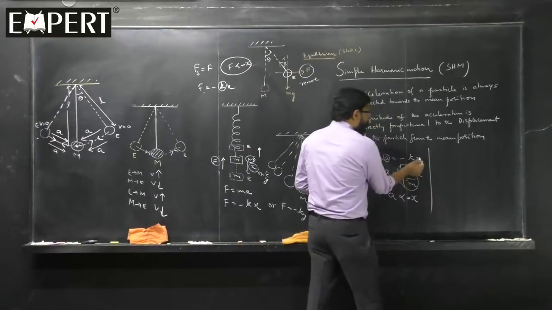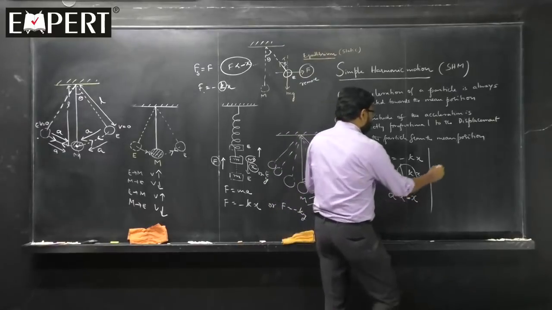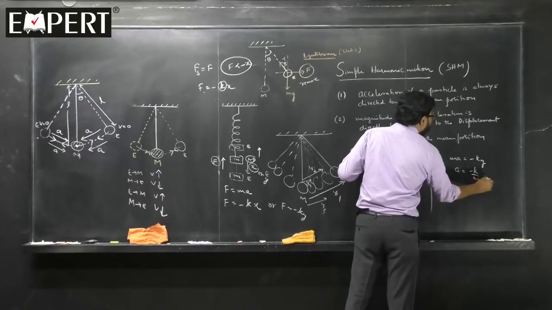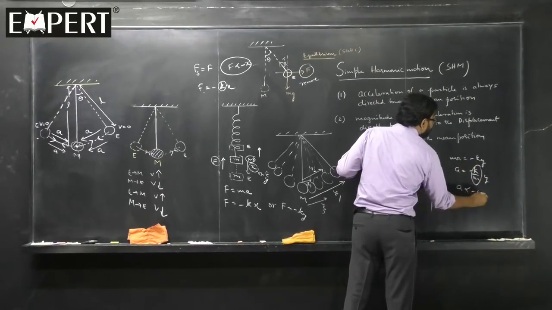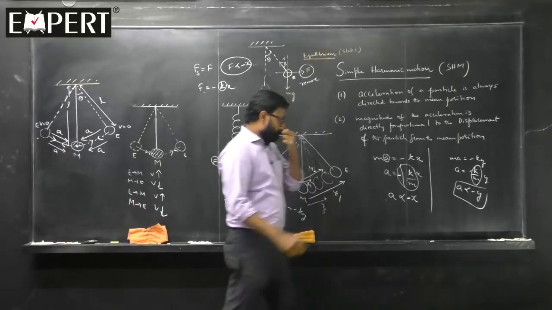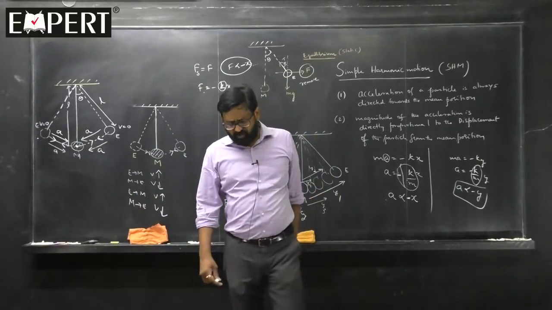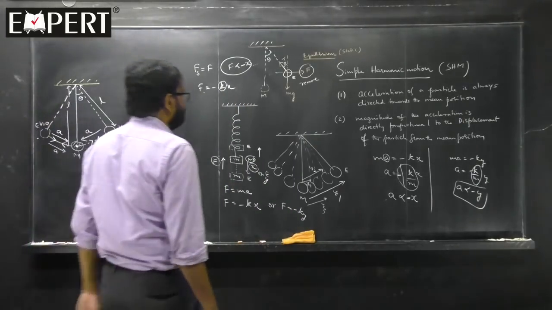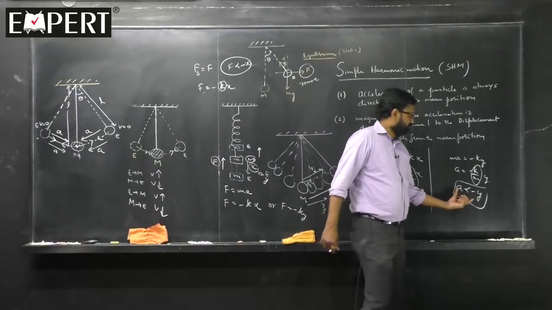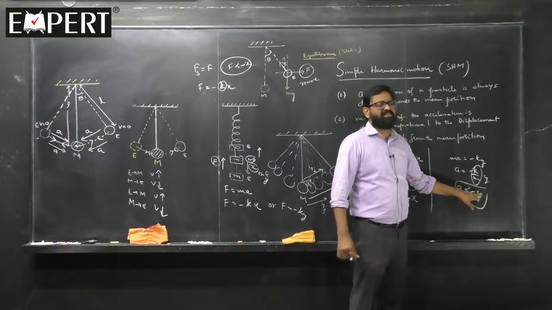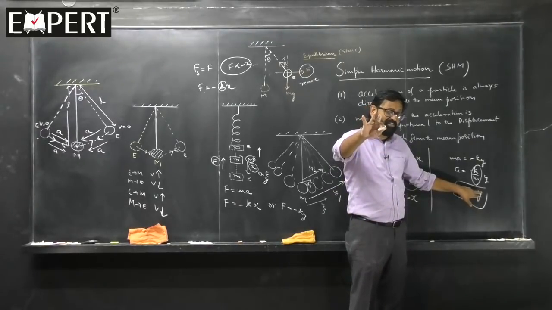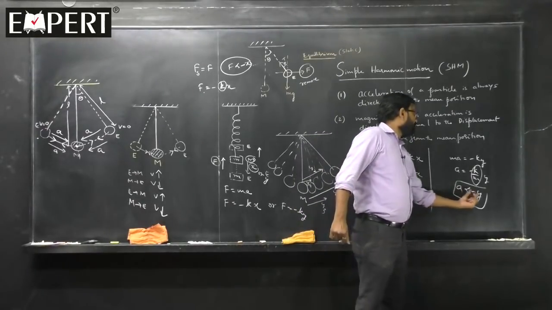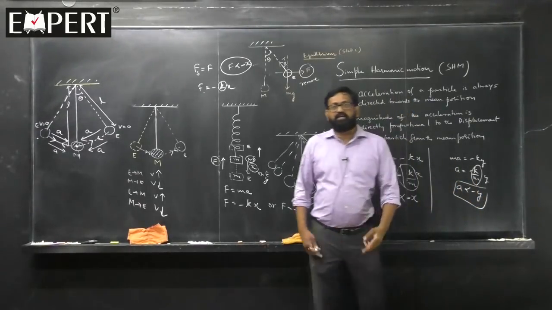I said instead of x you could have taken it as y. m a is equal to minus k into y. Here also a is equal to minus k by m into y. Here k by m is a constant, so a is directly proportional to y. That is the meaning of the second condition which you can make out there. Forget about the negative sign, which just indicates that acceleration and displacement are always in opposite direction. The magnitude of the acceleration is directly proportional to the displacement of the particle from the mean position.